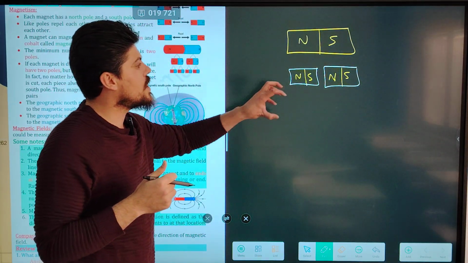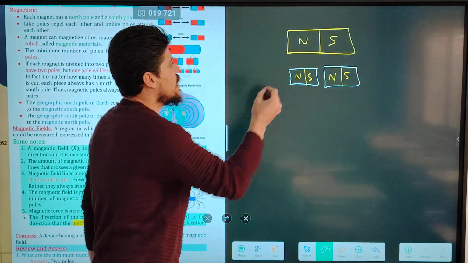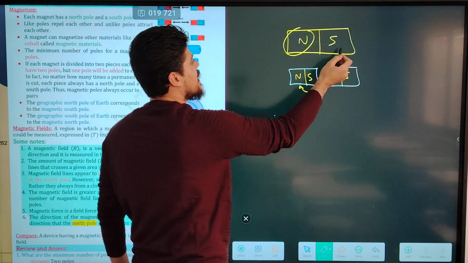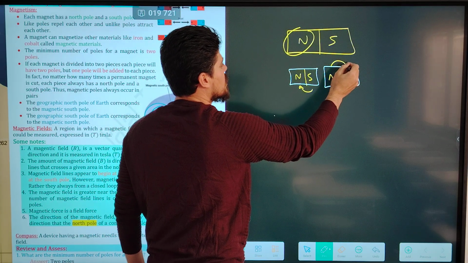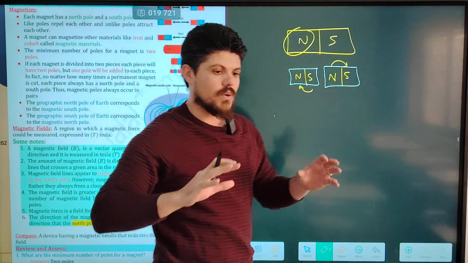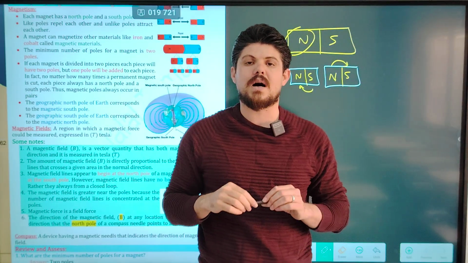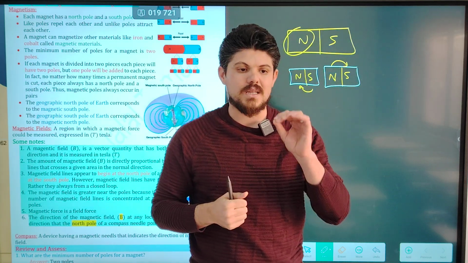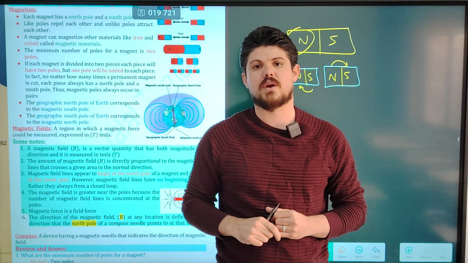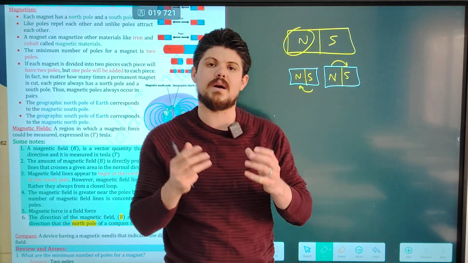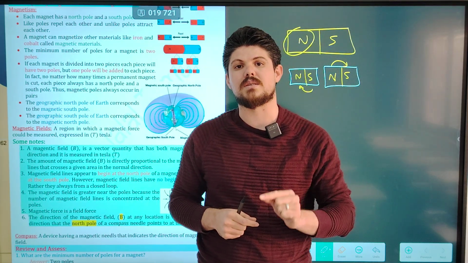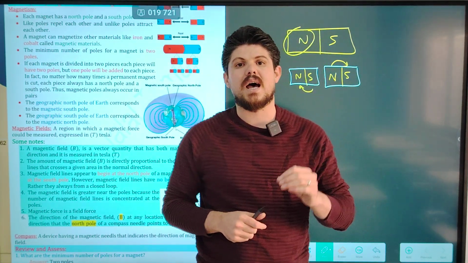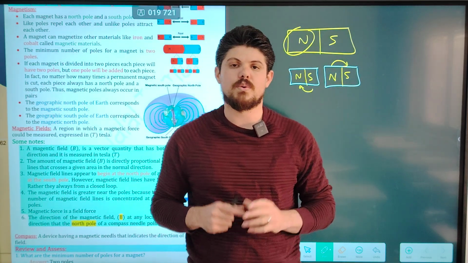But if the question asks how many poles are added to each piece? 1 pole, because we already have a north pole on this side, only the south pole is added for this north pole. And on this side we have a south pole, but a north pole is added for this south pole. So finally we can say if you cut a bar magnet into 2 pieces, each piece has 2 poles, but 1 pole is added to each piece. If the question says how many poles are added, you say 1. But if the question says how many poles does each piece have, you have to say each piece has 2 poles.